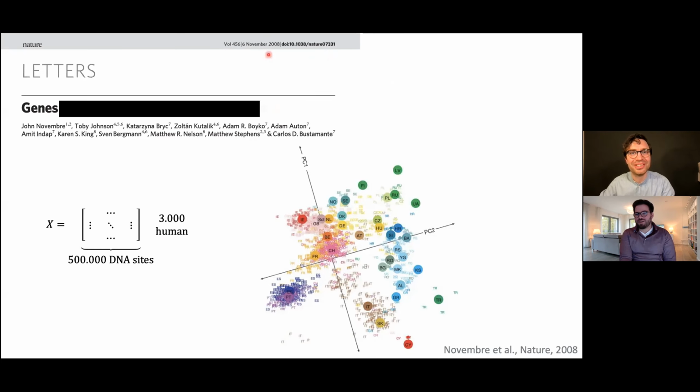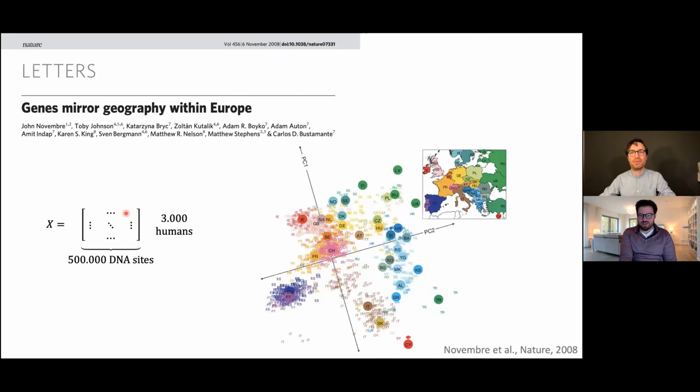I think Adolfo got it right. Yes, Adolfo got it right. It's already the second answer. It resembles a map of Europe, and that's exactly what the title of the paper was: Genes mirror geography within Europe, right? So I think this is quite amazing. You just record the DNA of humans, right? And basically this gives you a map of Europe approximately. It kind of makes sense, right? That genes are, well, somewhat local.